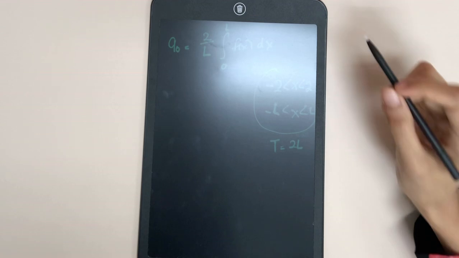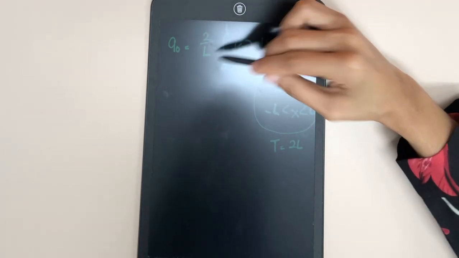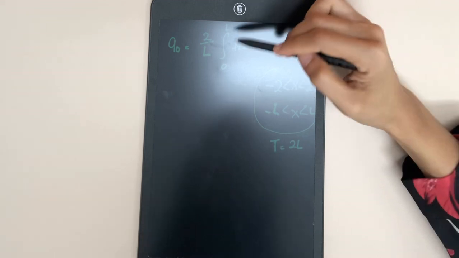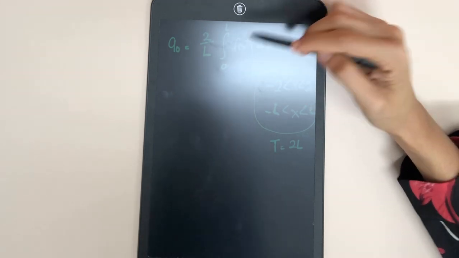Alright, so back to the formula for A naught. A naught is 2 over L, where L here is the interval. You can get it from the interval, 0 until L. F(x) is your function. You can get it from the equation.